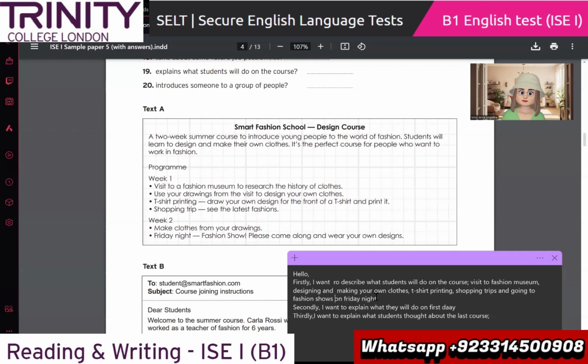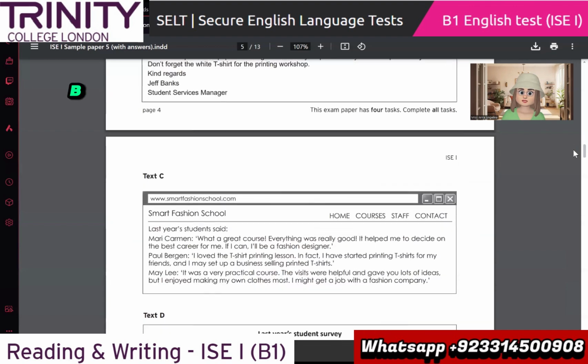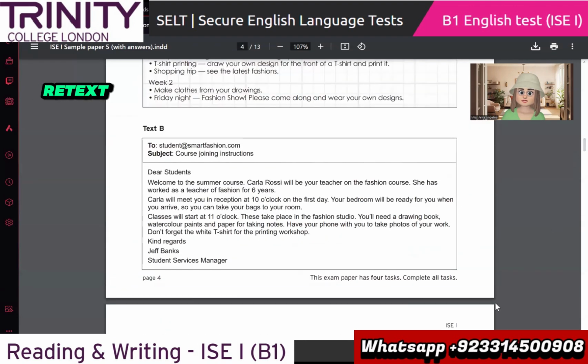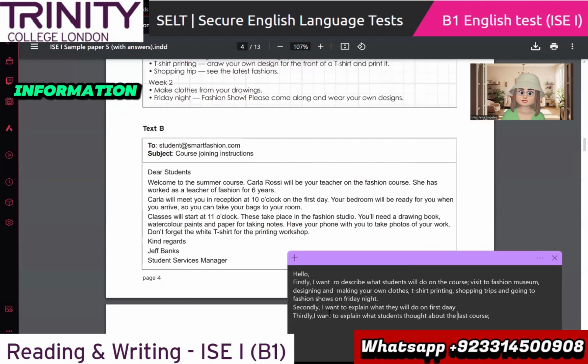Now, the second point. Read text B now, and we have to find the information. Secondly, I want to explain what they will do on the first day. Read text B and explain.